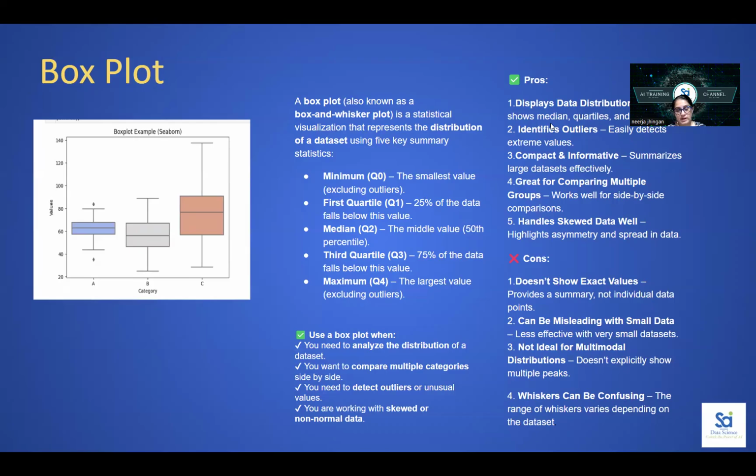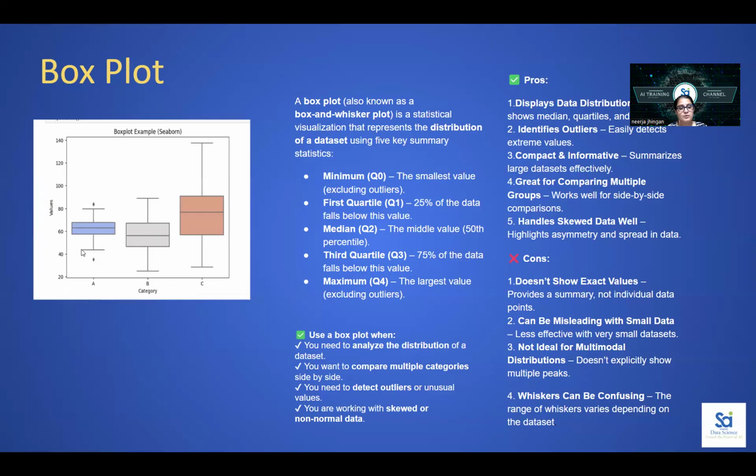You can check the outliers. It is showing you compact and informative because it is making one big box. And it is great for comparing multiple groups. Okay. And then it does not show the exact values. You can see here I'm not able to see the exact values, right? I'm only able to see the outliers.